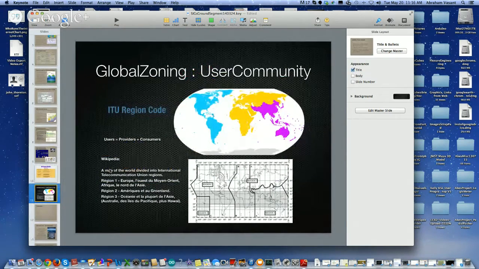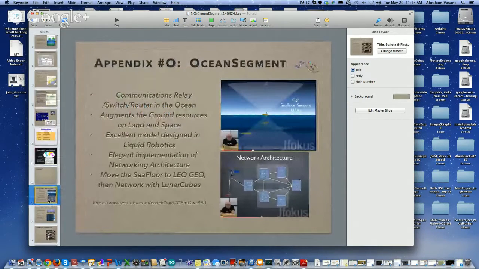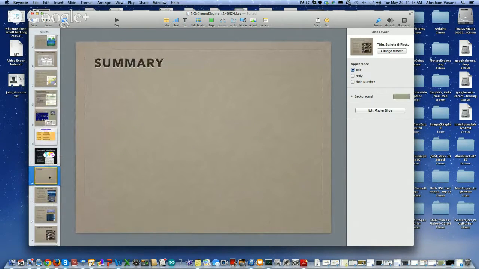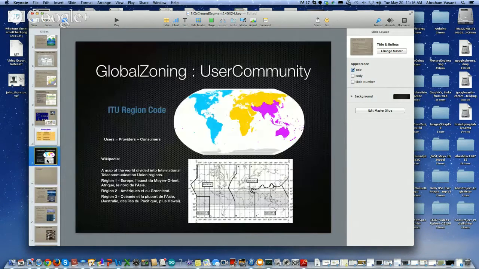Essentially, now we're looking at the global zoning, that the user community will be spread around the entire world, Northern Hemisphere, Southern Hemisphere, as well as in the water. According to ITU region code, we will follow these three color-coded ones, and the regional operating centers will be located here. So these are generally the key things that we wanted to identify in terms of what it entails.